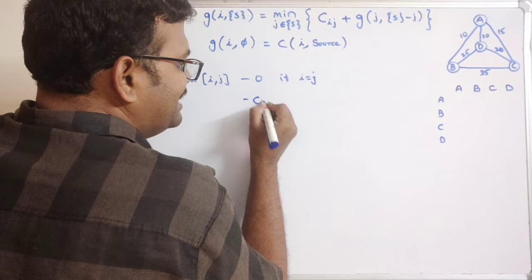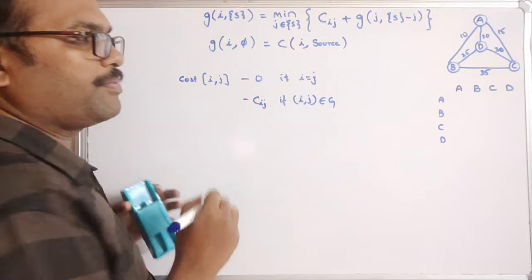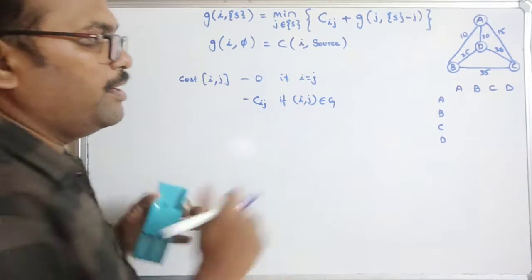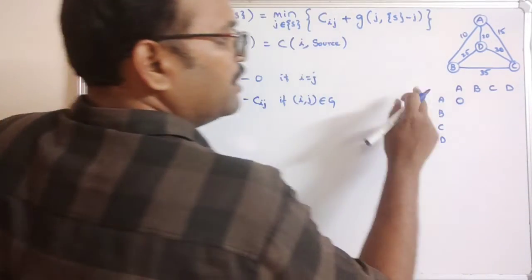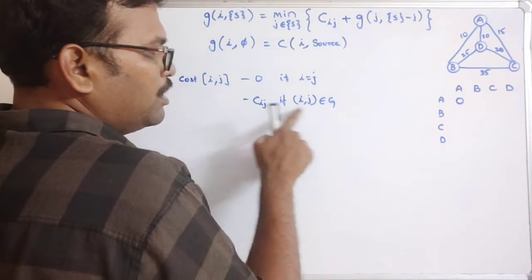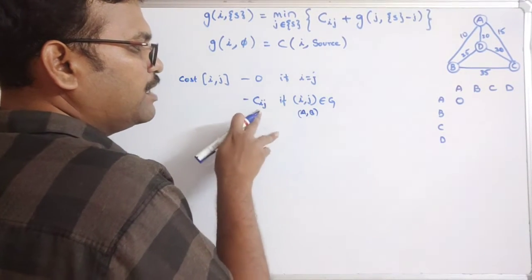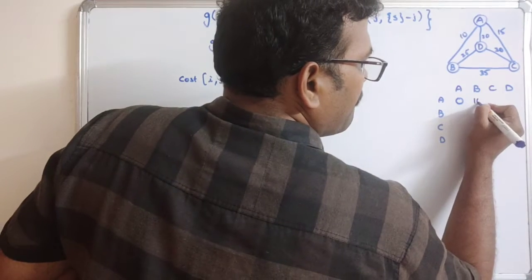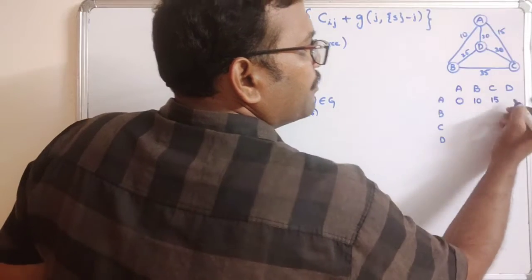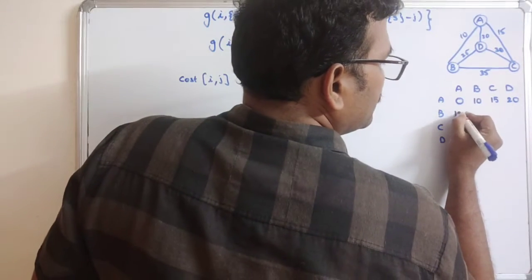And it will be Cij if the edge ij belongs to the graph. See, A to A. So i is equal to A, j is equal to A. Obviously it will be 0. Next, A to B. If there is an edge A to B, yes, there is an edge, so A comma B belongs to the graph. That implies the cost is 10. Next, A to C, 15. A to D, 20. Similarly, B to A, 10.